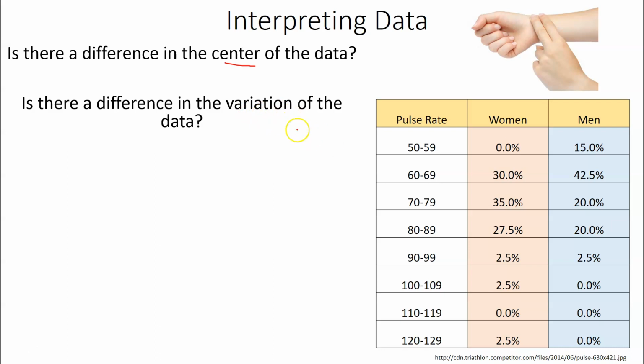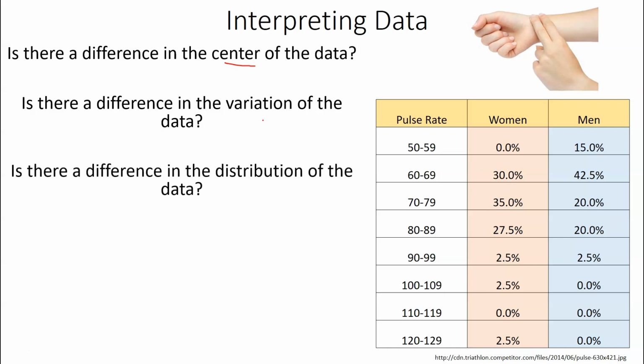I don't have numbers per se. I can just look at it and say, I can see that the variation is different. Later on, we'll talk about putting numbers with that.